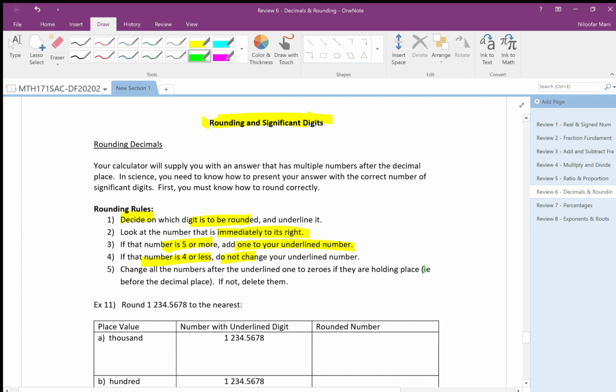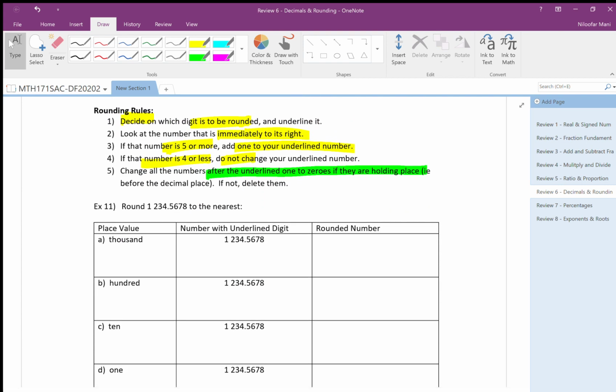So I make it green and I show it later. Okay. If they don't hold the place, delete it. So if they don't hold the place, delete it. So I make it blue and I show it.